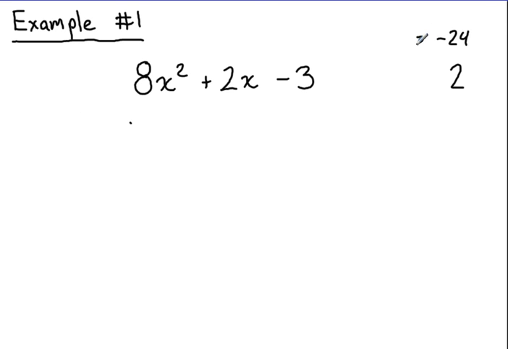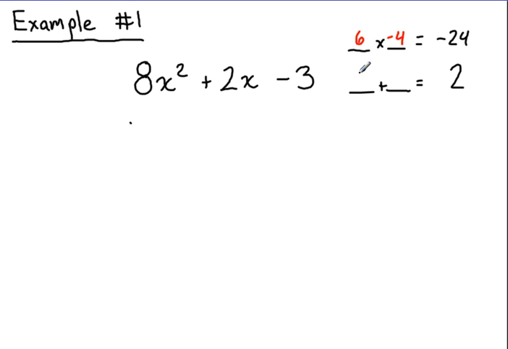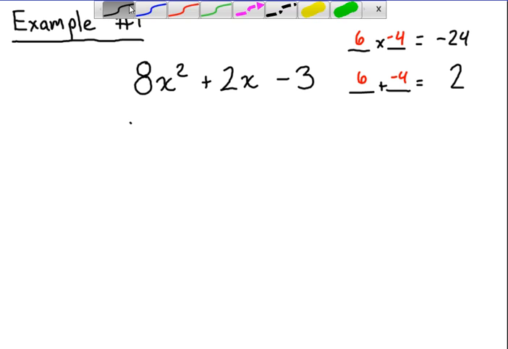So we'll be looking for the two numbers that multiply together to give us negative 24, but add up to give us this 2. Thinking about it for just a second, we can see that those two numbers that work here would be 6 and negative 4. Now if we were using this method when A was equal to 1 instead of 8, we'd be pretty much done. Our answer would be x plus 6 times x minus 4.